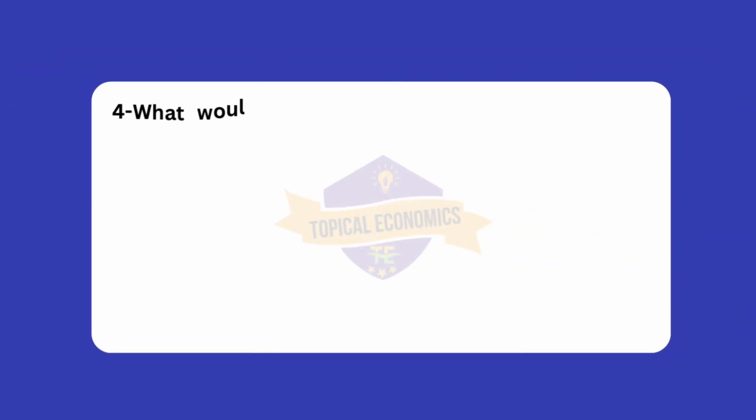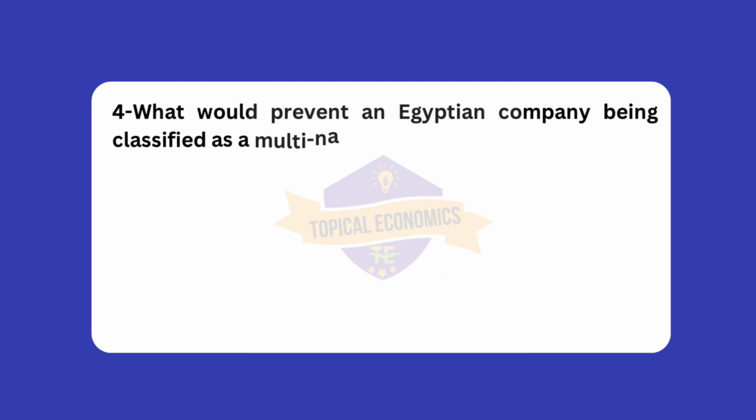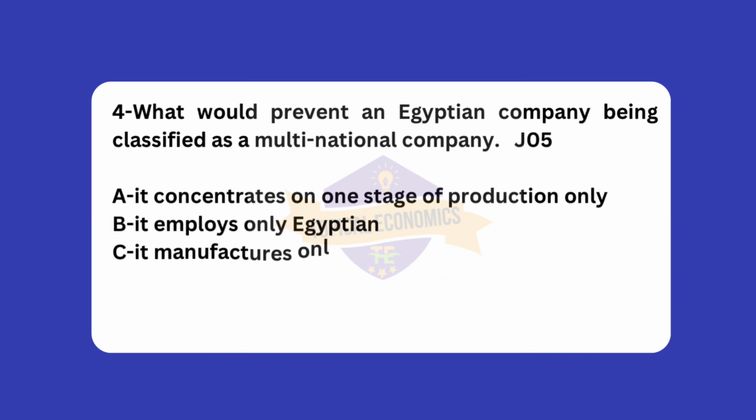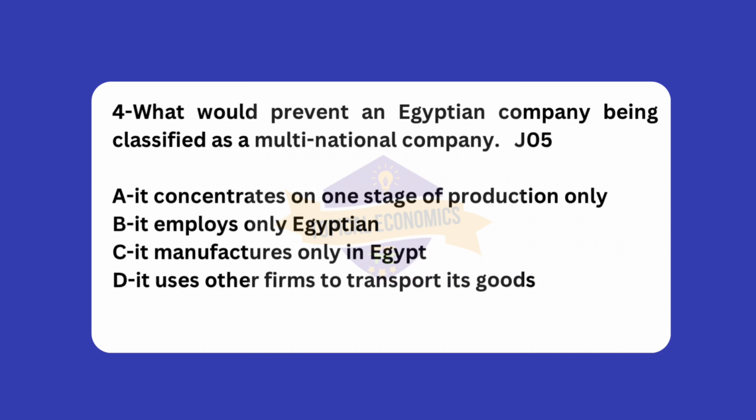Moving on with our fourth question. What would prevent an Egyptian company being classified as a multinational company? Option A, it concentrates on one stage of production only. Option B, it employs only Egyptians. Option C, it manufactures only in Egypt. And option D, it uses other firms to transport its goods.